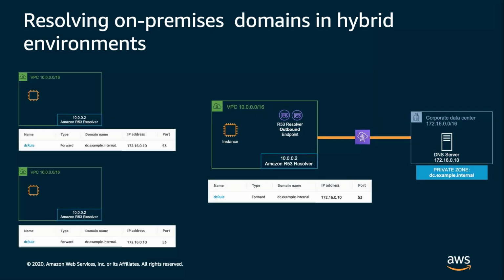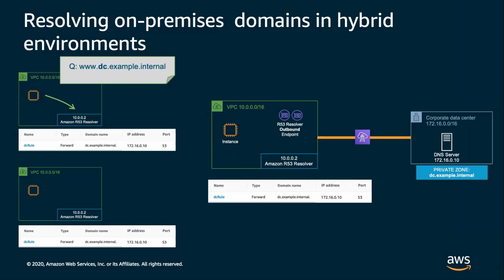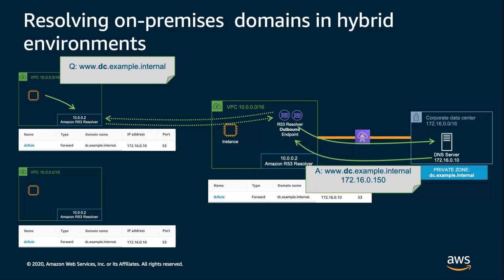So in this example, we've gone through with RAM, Resource Access Manager, and we've shared that rule and then associated that rule with each of these VPCs. So instances within the VPC can query www.dc.example.internal, and the Route 53 resolver service will, in the same manner, forward that to the outbound endpoint, and from the outbound endpoint, it'll get forwarded to our on-premises DNS server, which will respond with an answer, and it will get back to our instance through the Route 53 resolver service.